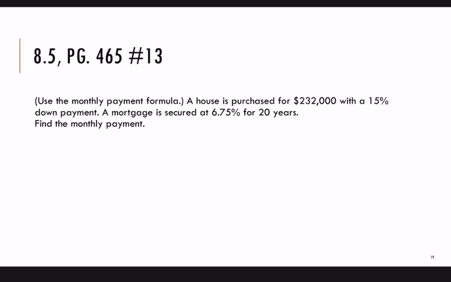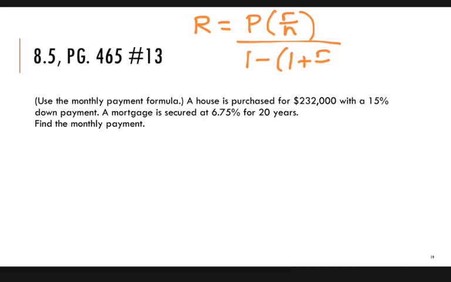Okay, same thing, find the monthly payment for a mortgage, but this time using the monthly payment formula. All right, so here it is. The payment is principal times rate over n, this divided by 1 minus 1 plus r over n to the negative nt. All right, same thing here.